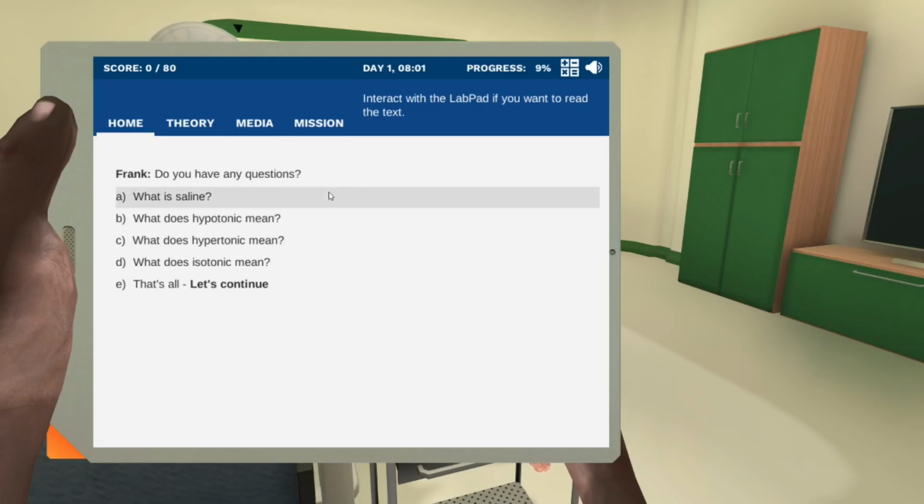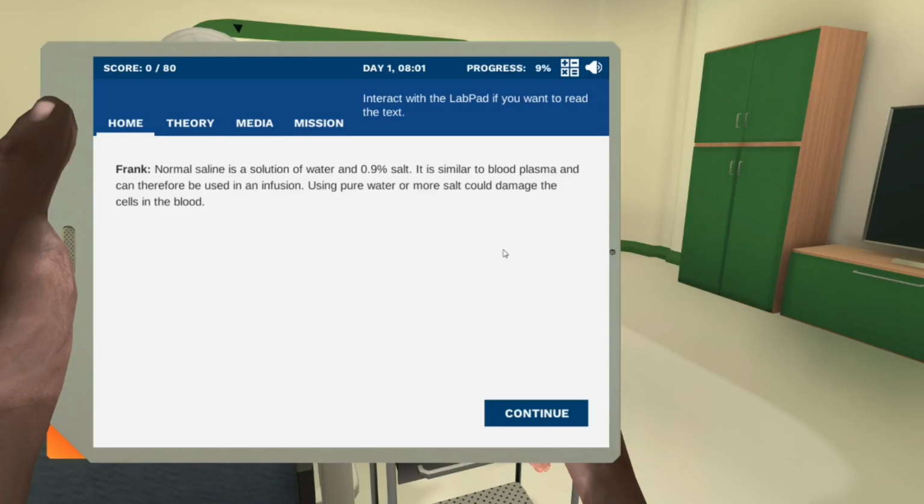That's all. Let's continue. Normal saline is a solution of water and 0.9% salt. It is similar to blood plasma and can therefore be used in an infusion. Using pure water or more salt could damage the cells in the blood.